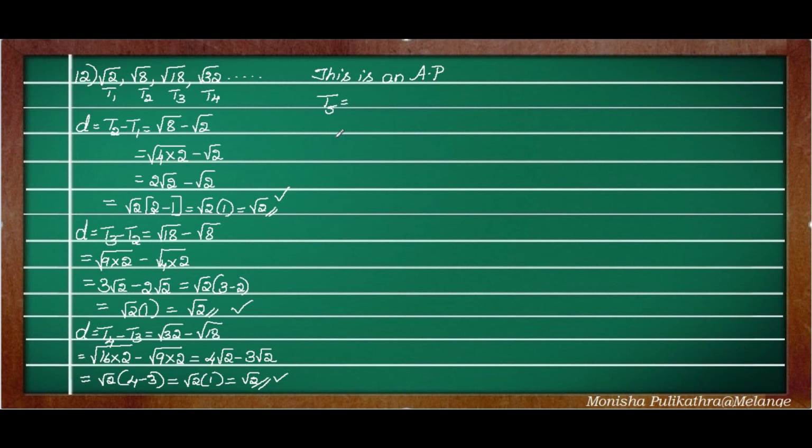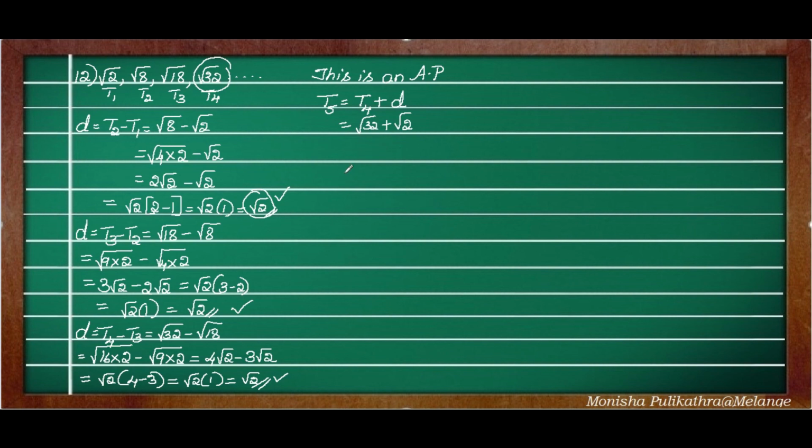Okay, we need to find the next 3 terms. So T5 means previous term plus common difference. Okay, so what is the previous term? The previous term is root 32 and the common difference is root 2, right? So root 32 plus root 2.